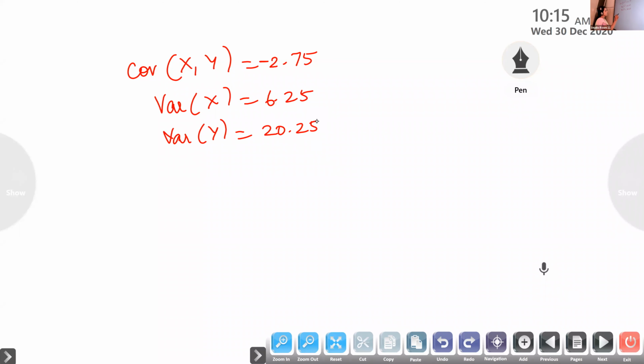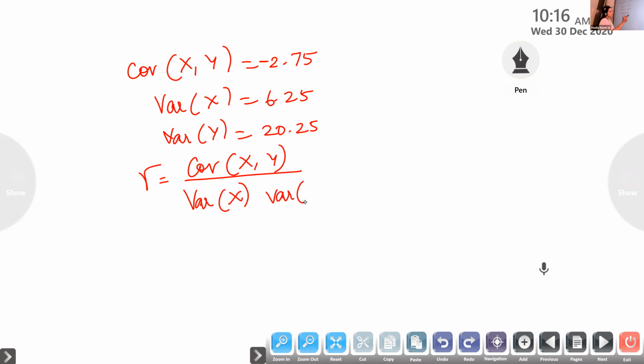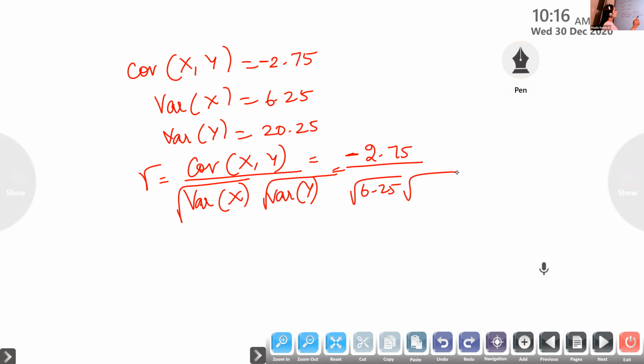We want to find the coefficient of correlation. So what is the formula we have learned? Covariance of x comma y by root of variance of x into root of variance of y. All the values are given, isn't it? Directly apply the formula. So it is minus 2.75 by root of 6.25, root of 20.25. Simplify this, you'll get the answer.